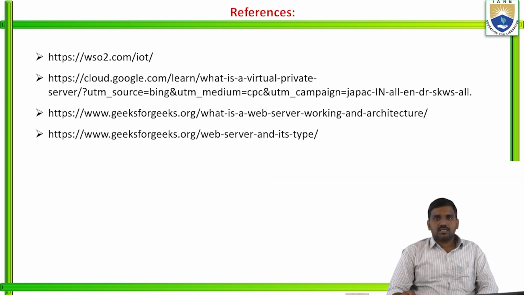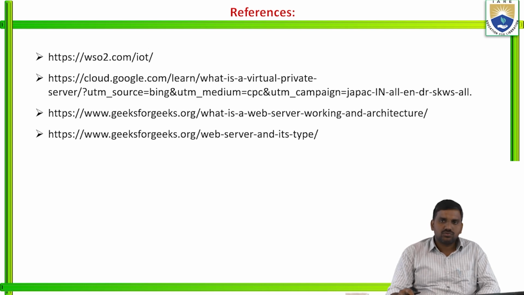So these are the references I used for this lecture. Remaining, we continue with the next lecture, that is cloud for IoT: different cloud service models, deployment models, service models, different types like infrastructure as a service, platform as a service, software as a service, and types like public cloud, private cloud. We are going to discuss that in the next lecture.